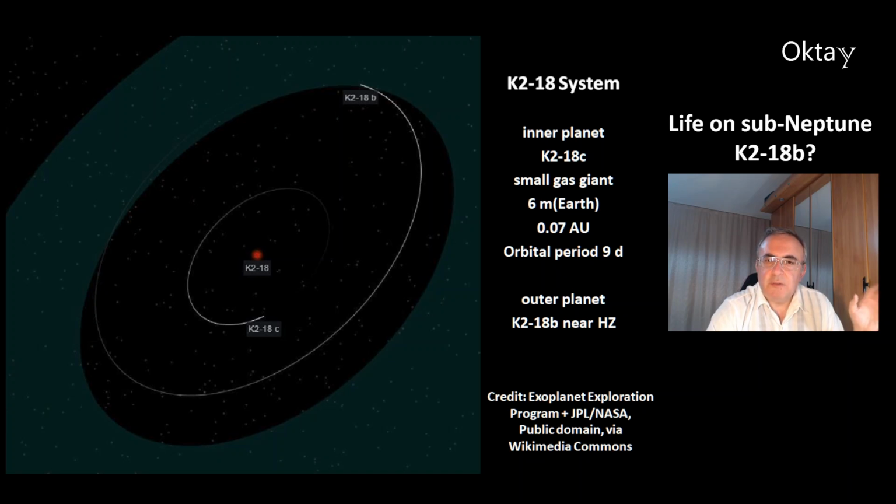This is an overview of the K2-18 system. There's an inner planet, K2-18c. This is a small gas giant with a mass of 6 Earth masses. It is just at a distance of 0.07 AU, and its orbital period is 9 days. The outer planet is more interesting. That's K2-18b, because it's very close to the habitable zone of this red dwarf.